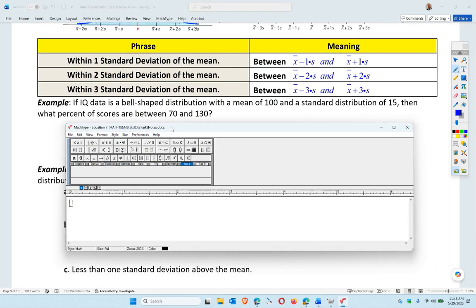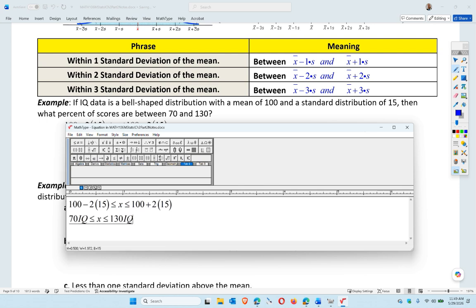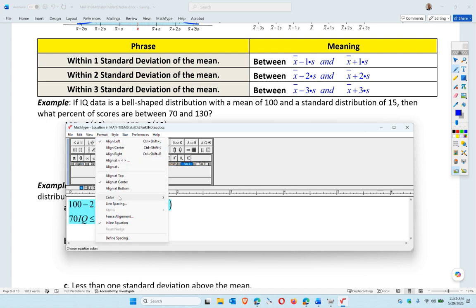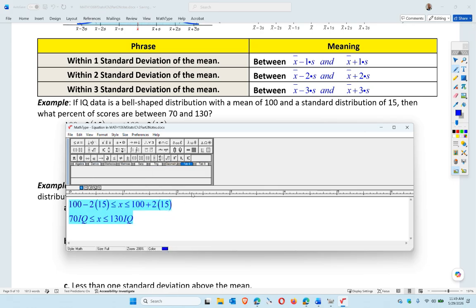So that means if I have 100 minus 2 times 15 is less than x, is less than 100 plus 2 times 15, where x is IQ in this case. Well, why did I pick those values? Well, 100 minus 30 is 70 IQ, and 100 plus 30 is 130 IQ, which is the value specified. Format color blue. So between 70 and 130, what percent of the scores is that?